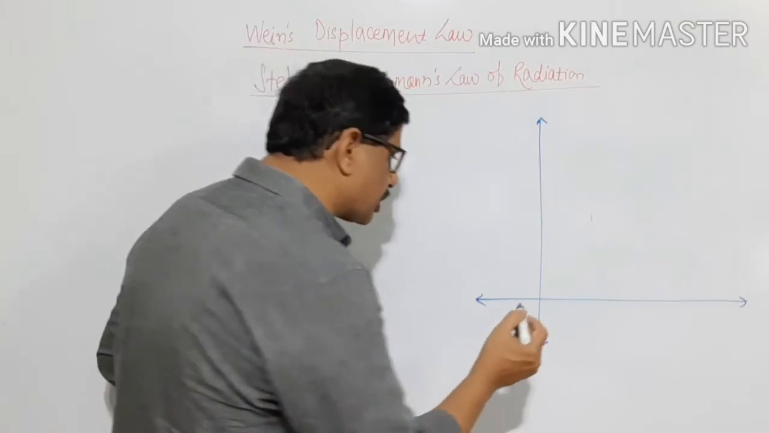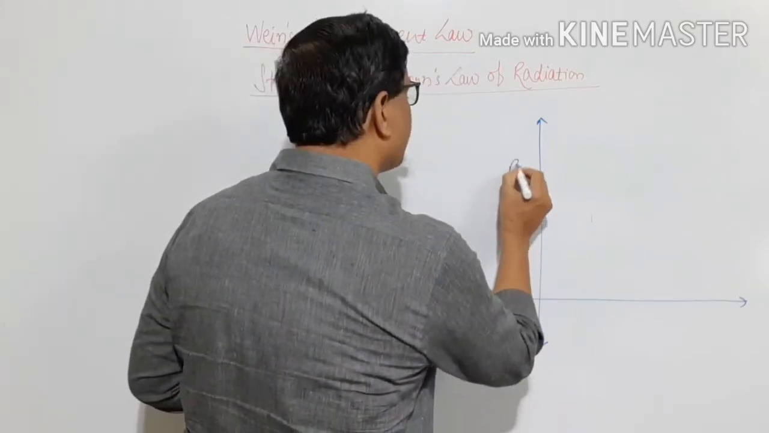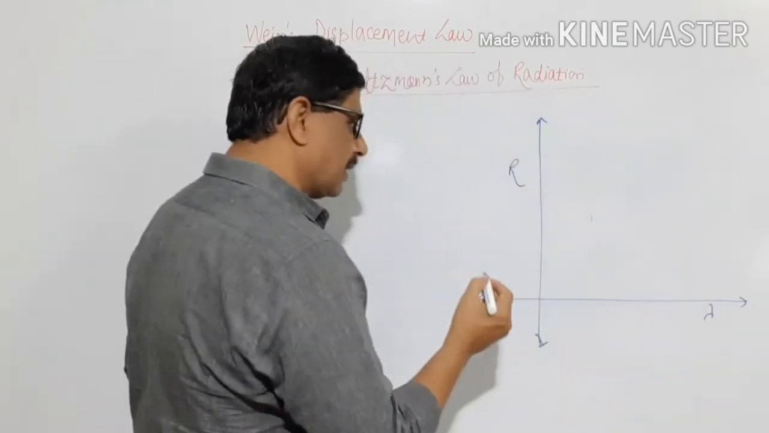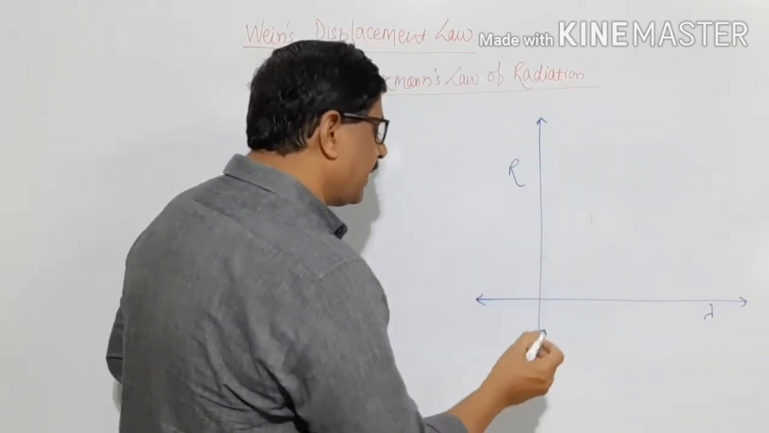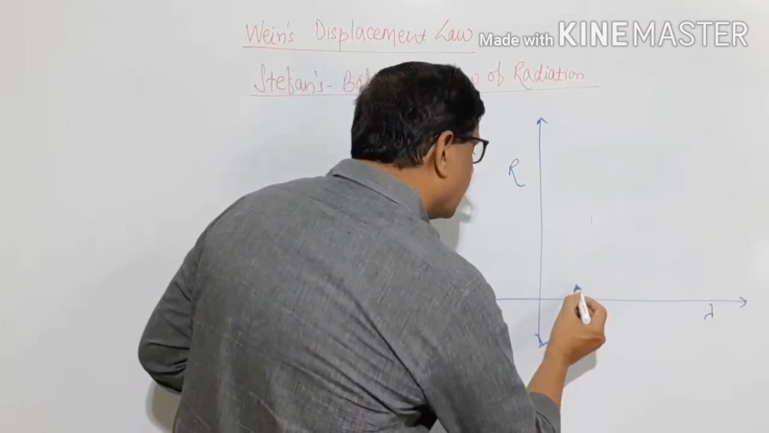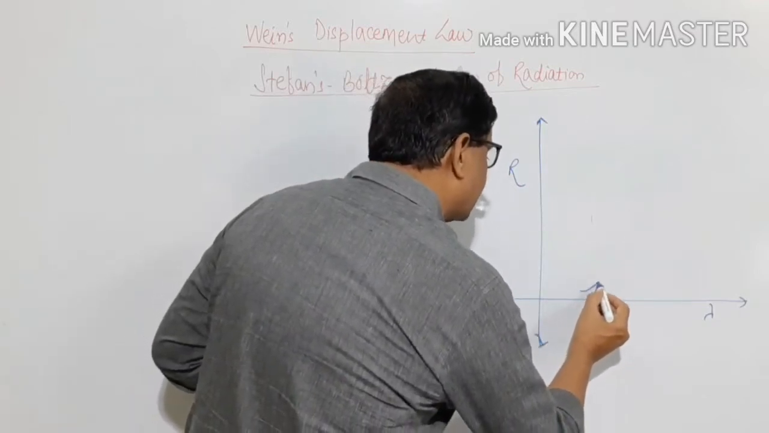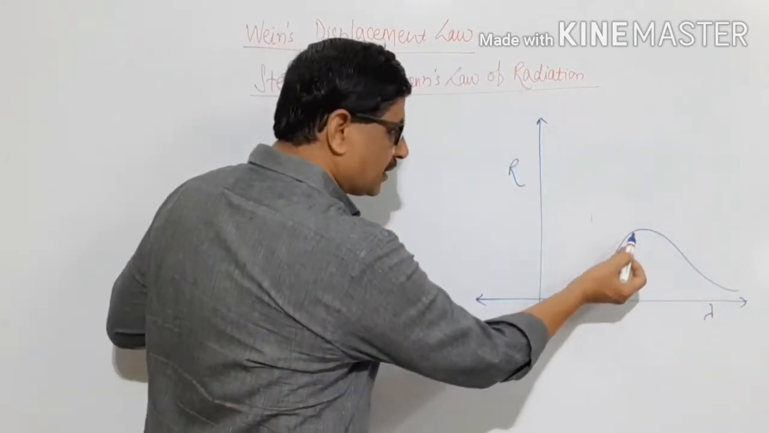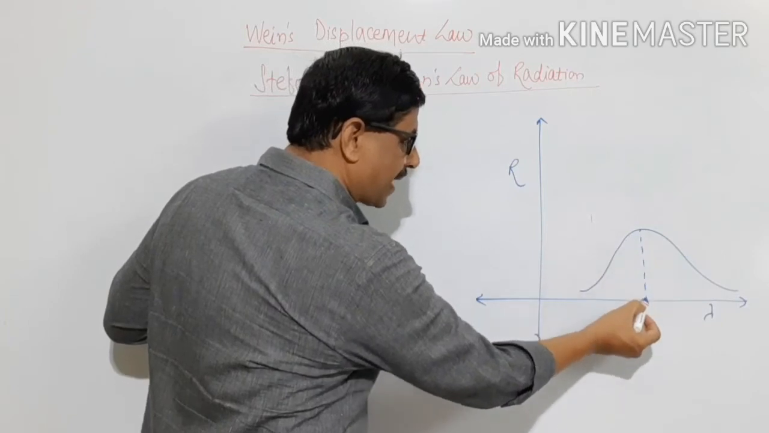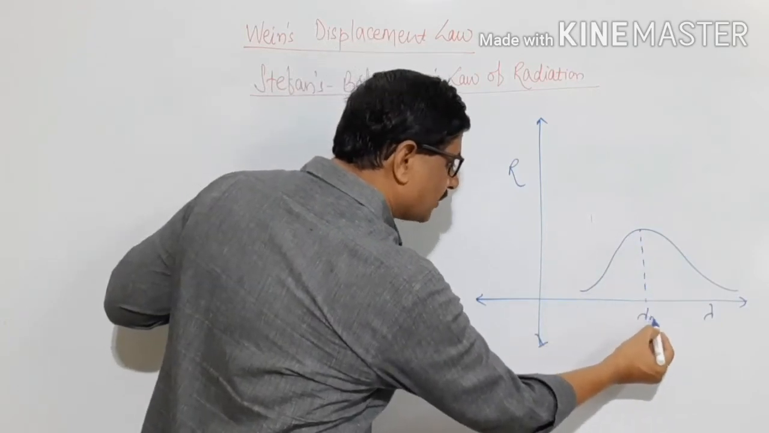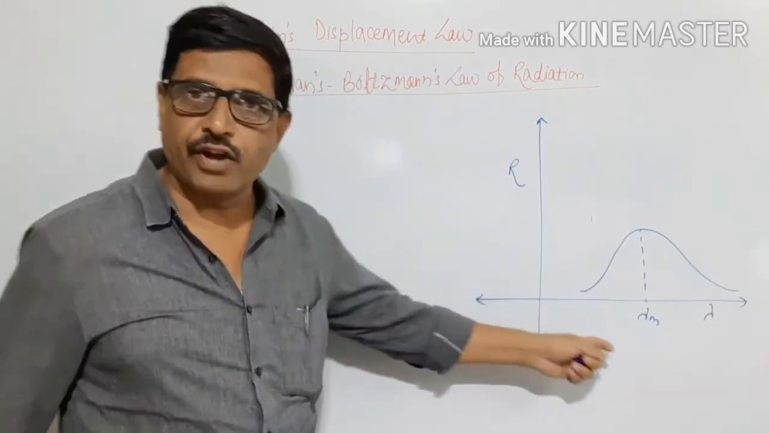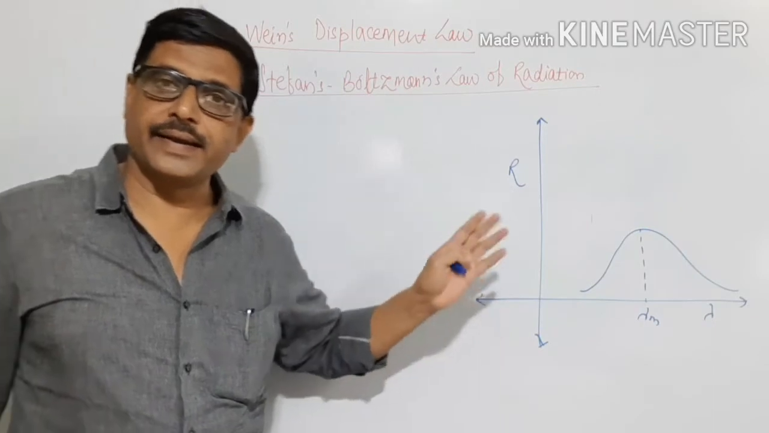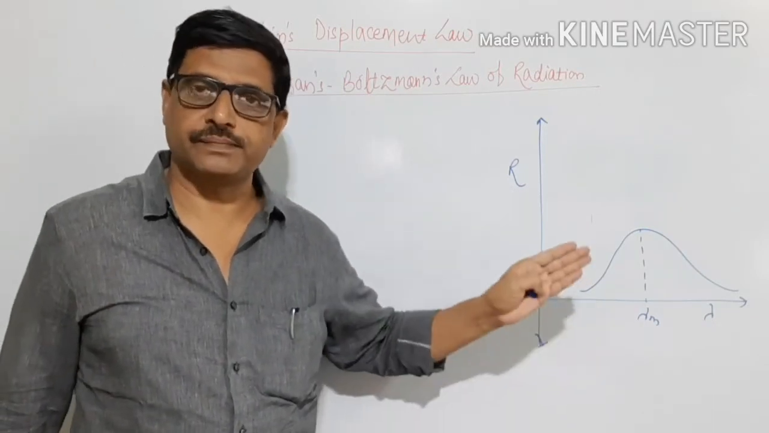The spectral distribution is like this one. If you take emissive power on the y-axis and wavelength on the x-axis, then the radiant power varies with wavelength, and the nature of the graph will be like this. With increase in wavelength, the emissive power increases and becomes maximum at a particular wavelength. This is not the maximum wavelength, it is the wavelength at which the radiant heat is maximum.